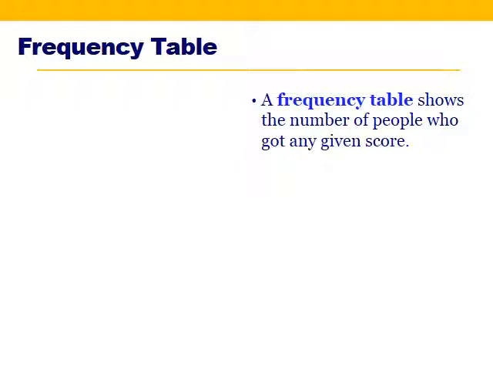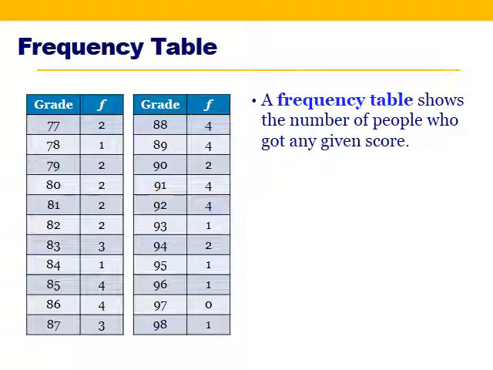One simple solution would be to do what's called a frequency table. With a frequency table, we take each possible score and show the number of people who got that particular score. So if we were to take the same 50 exam scores that were shown on the previous slide and put them into a frequency table, the frequency table would look like this.